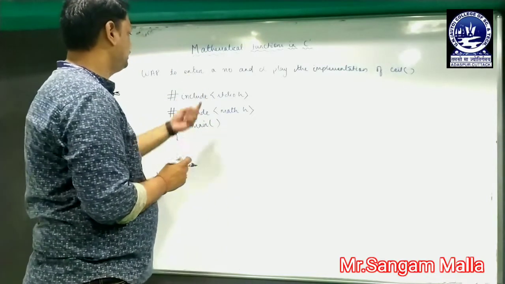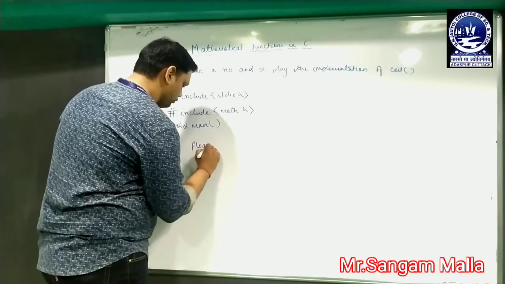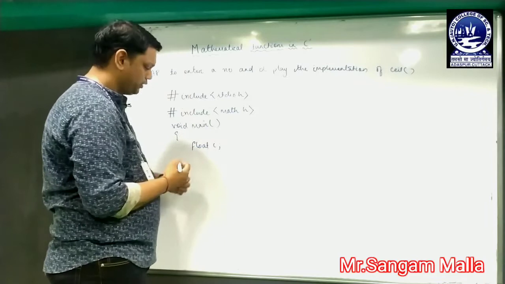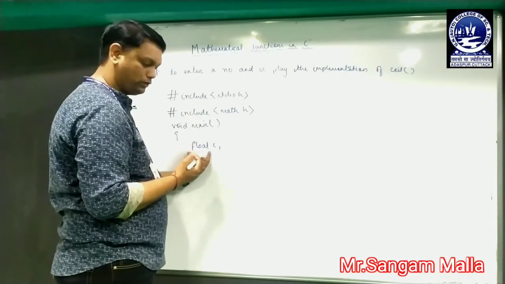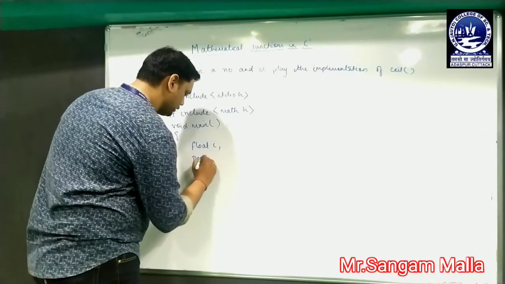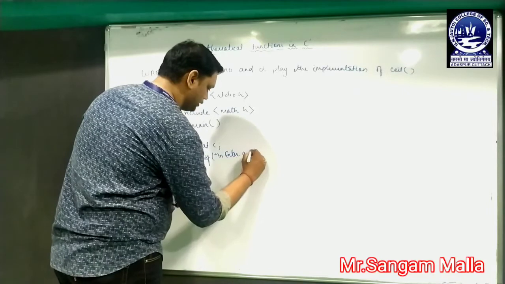So the question arises, we have to enter a number. In order to enter a number, let's say I have taken float I. Float is a data type which accepts the decimal value, so I have taken float over here. Now I have to give a message, let's say printf enter a decimal number.